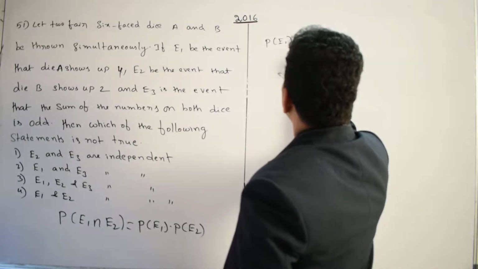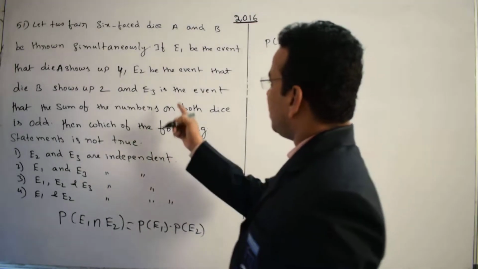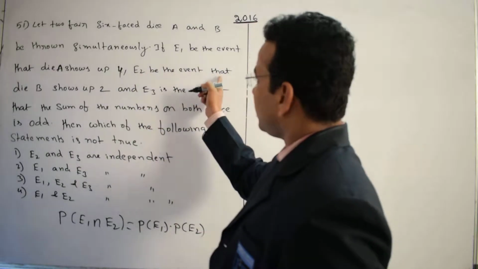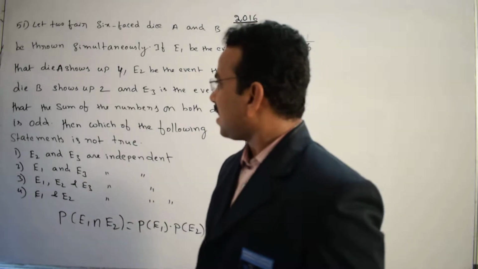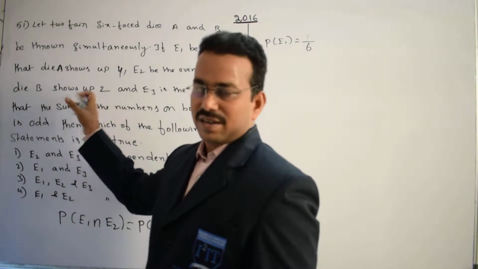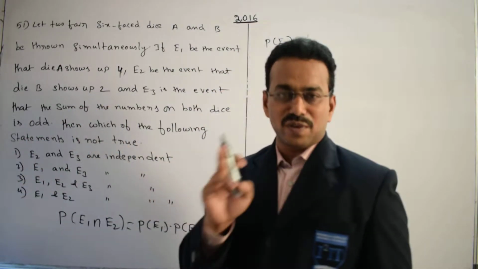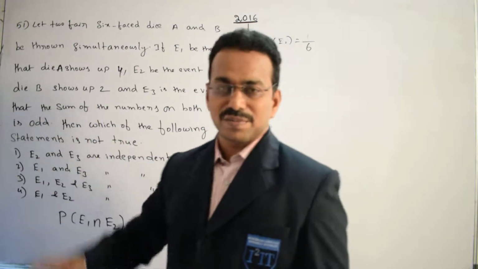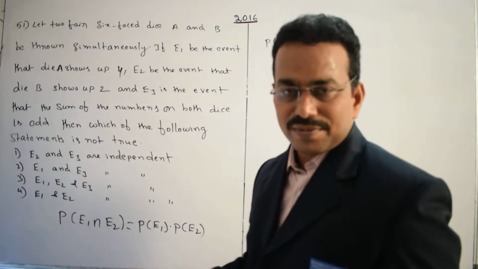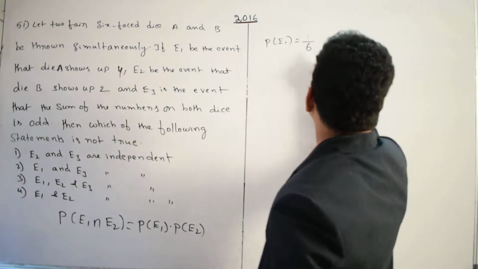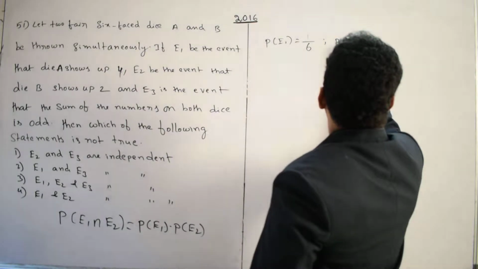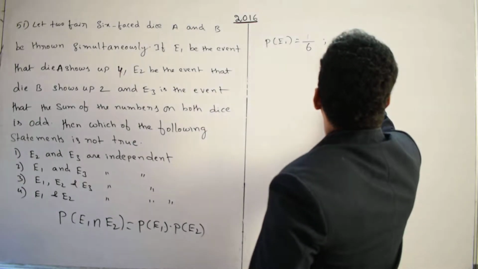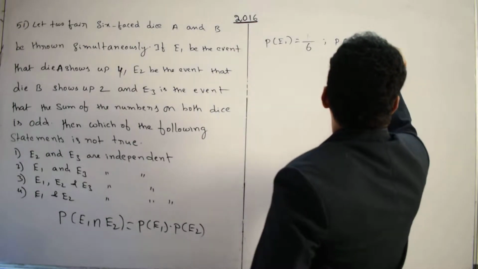Similarly, probability of E2 is also 1 by 6. Why? What is the event E2? E2 is the event that die B shows up 2. When a die is thrown, getting a 2 is only one possibility. So total number of outcomes are 6. So probability of E2 equals 1 by 6. Let me write here clearly, 1 by 6.